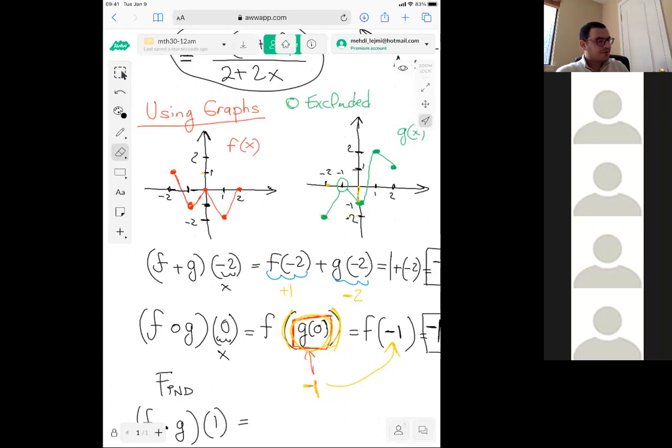I think this is similar to problem number 3 in the homework, if I'm not mistaken.